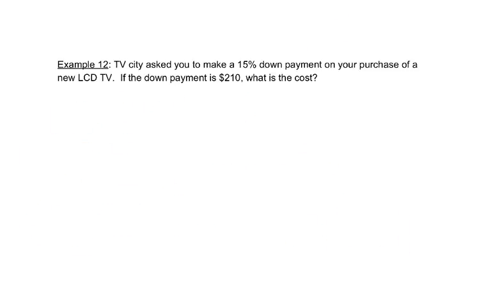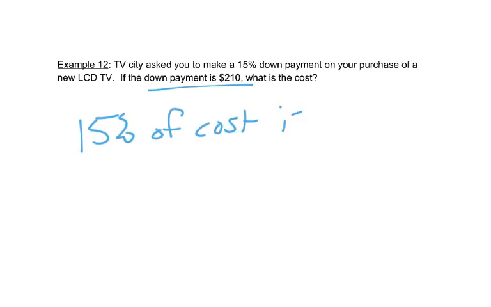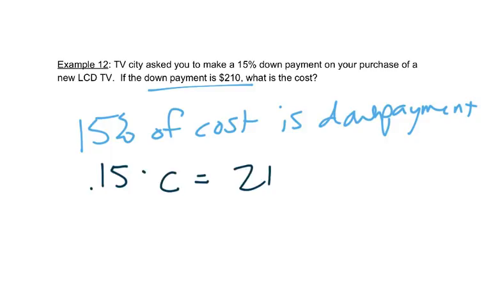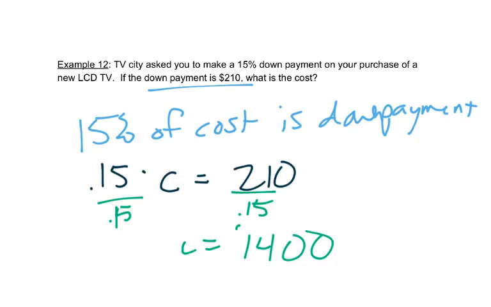TV City asked you to make a 15% down payment on your purchase. The down payment was $210. So 15% of the cost is the down payment. So we'd write this as 0.15 times the cost, we don't know, equals 210. Divide by 0.15. And we get the cost is $1,400.